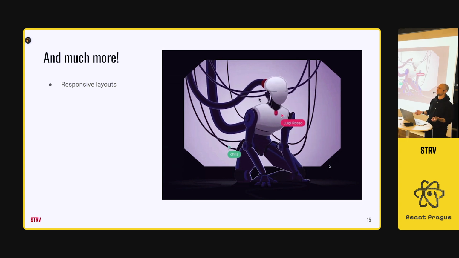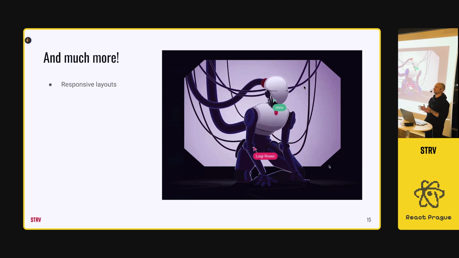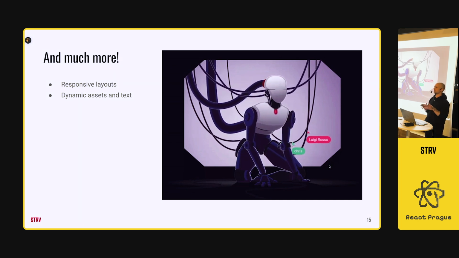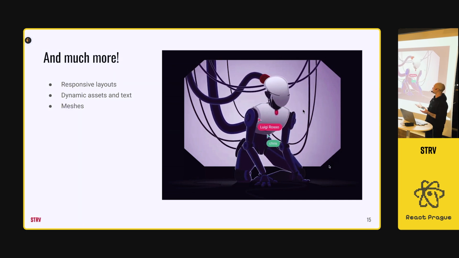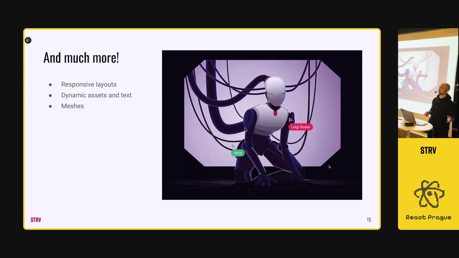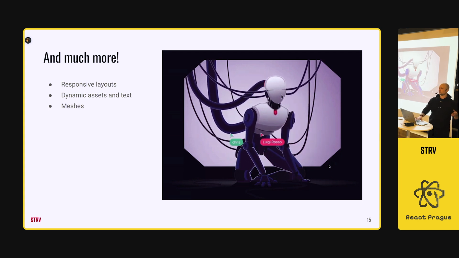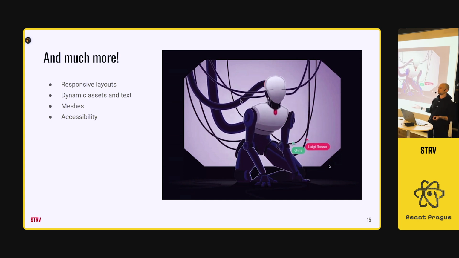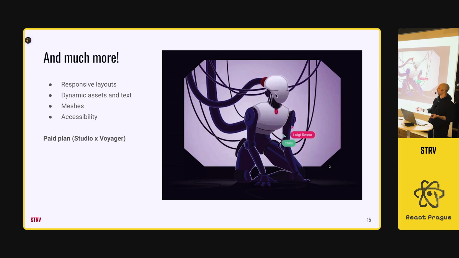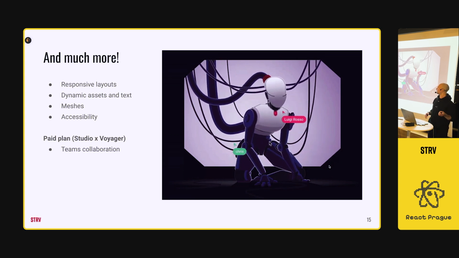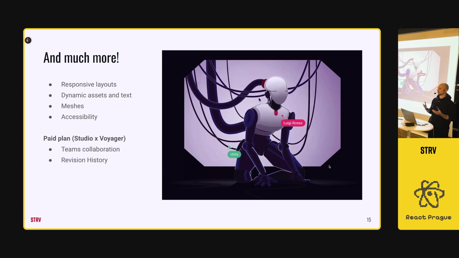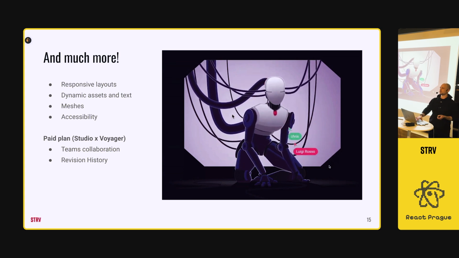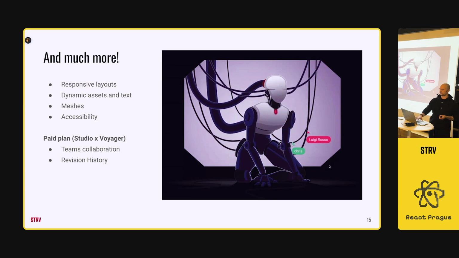With responsive layouts, you can create adaptable designs that fit any screens. Dynamic assets and text allow you to change assets at runtime, while meshes bring organic and lifelike deformations to your images. Rive also prioritizes accessibility, ensuring an inclusive experience. Then the paid plan adds more value with real-time team collaboration, revision history, which is similar to Git, and access to the newest features.